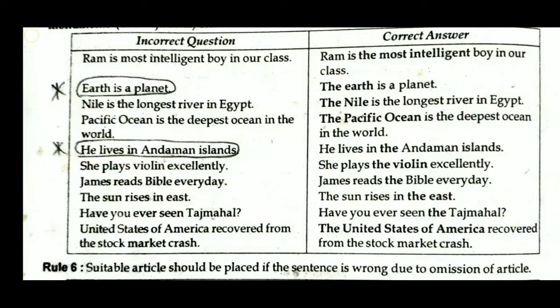She plays violin excellently. Before musical instruments, she plays the violin excellently. The violin is the right answer. James reads Bible every day. What is the error here? Before epics and holy books, we have to use the. James reads the Bible every day is correct. The sun rises in east. The sun rises in the east. Before directions, you have to use the.